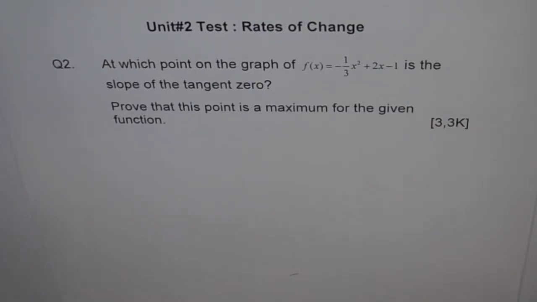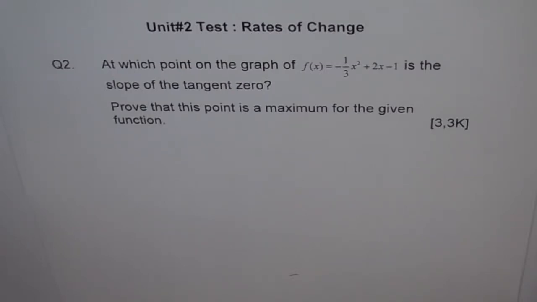Here is question number 2. It's a knowledge-based question. At which point on the graph of f(x) = -1/3 x² + 2x - 1 is the slope of the tangent 0? Prove that this point is a maximum for the given function.